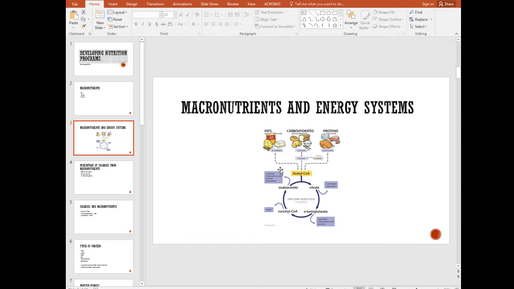And all of these can be broken down to generate ATP. So proteins through deamination can be broken down and used within the Krebs cycle or the citric acid cycle. Fats can be broken down through beta oxidation, converted to free fatty acids, and those can be used. And carbohydrate can be broken down. And our bodies really are more efficient at breaking down carbohydrate as an energy source.